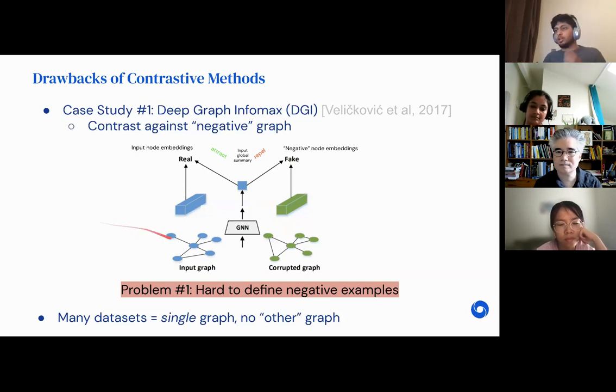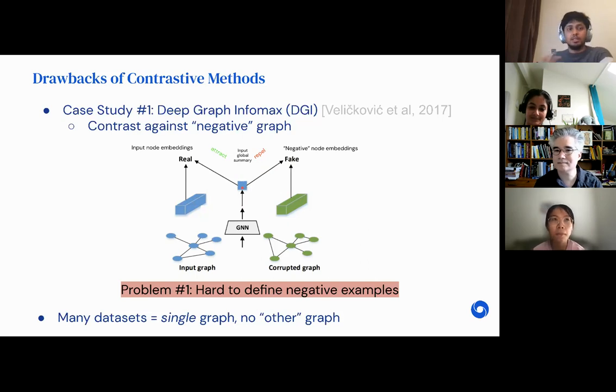So how does this proceed? You're given an input graph. From that, you construct a corrupted graph, which is basically a realistic but semantically dissimilar graph to the input graph. Then you have your encoder, which computes node embeddings for the input graph and this corrupted graph. Additionally, you also compute a global summary of your input graph. So this could be, let's say, just the average of all the nodes in this graph. And you pull together each real node with a real global summary, and push apart each fake node representation with a real global summary. Hope that makes sense.